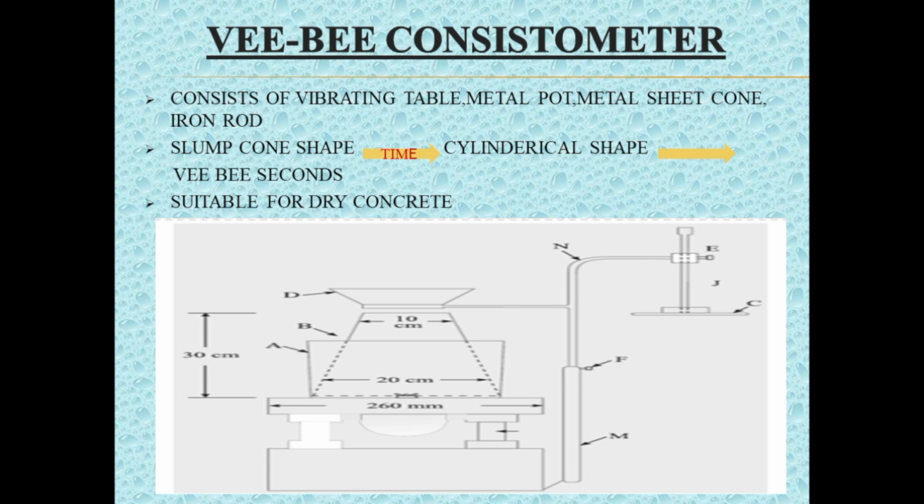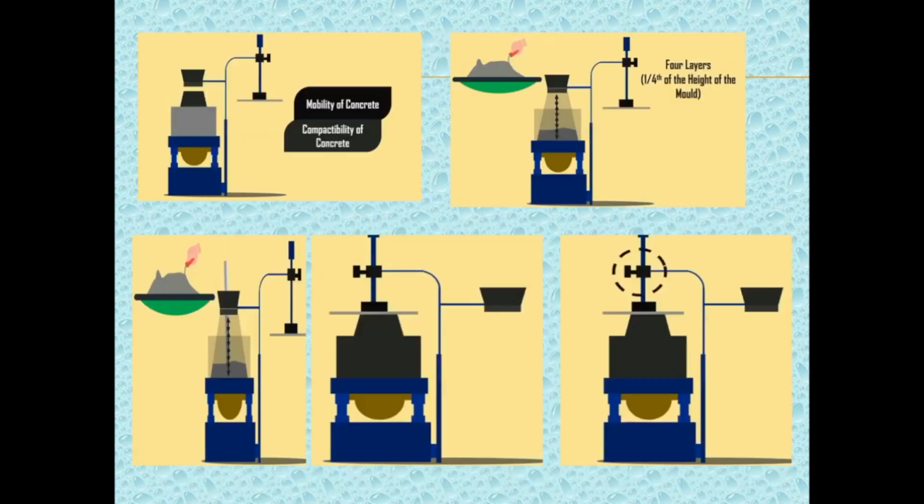The time required for the shape of concrete to change from the slump cone shape to the cylindrical shape, in seconds, is known as VB seconds. This method is very suitable for very dry concrete whose slump value cannot be measured by slump test. This picture shows the dimensions of apparatus used. Now let us start with the procedure of the test.